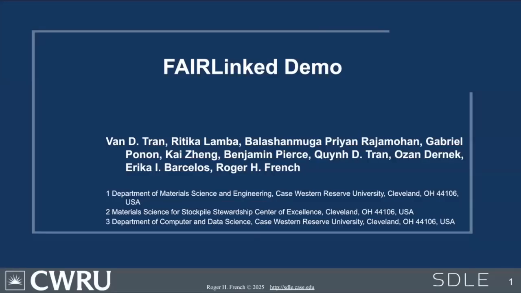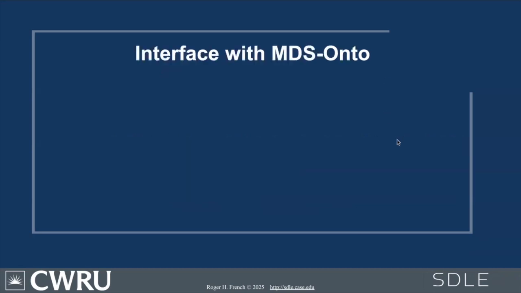Hi, in this video, I will go through Fairlinked, a package for verifying material science data based on MDS Onto, an ontology that we've developed for the materials data science community. Since MDS Onto has thousands of terms, we thought it would be useful to create functions that allow the users to interface with MDS Onto and extract the necessary information that will allow them to verify their data.